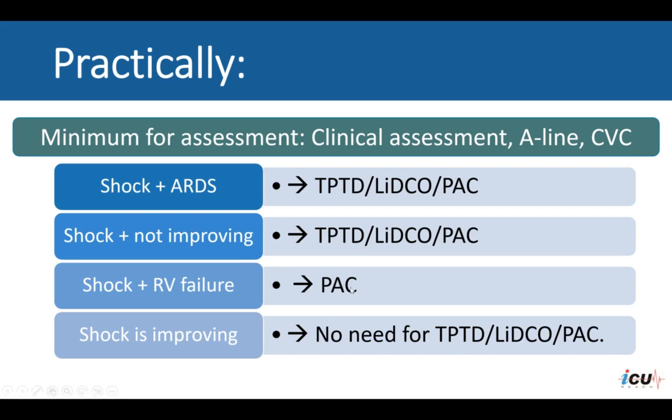Probably the only indication for pulmonary artery catheterization is a shock syndrome that is associated with right ventricular failure. The information that you get from Swan-Ganz catheterization is probably more than what you get from transpulmonary thermodilution. And if your patient is in shock, but you initiated resuscitative measures and the patient is improving, there is no need for an advanced hemodynamic monitoring device.